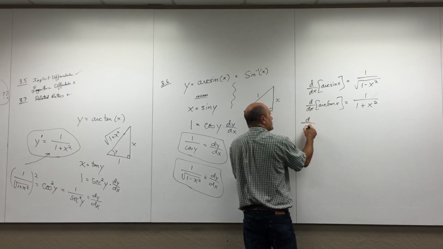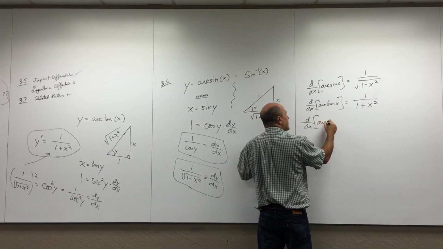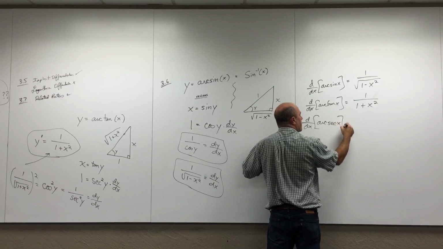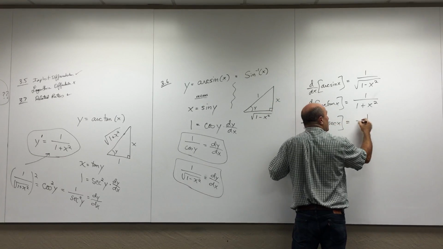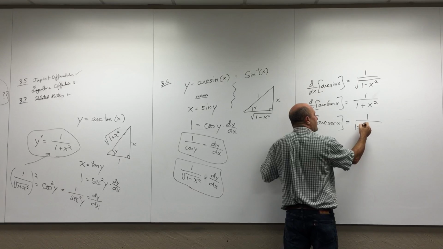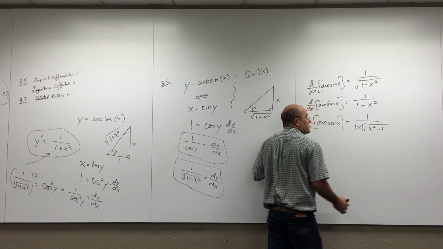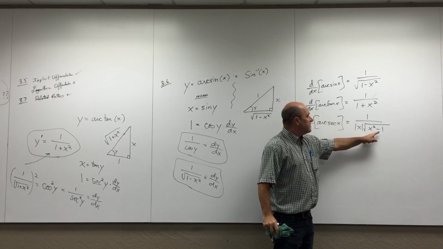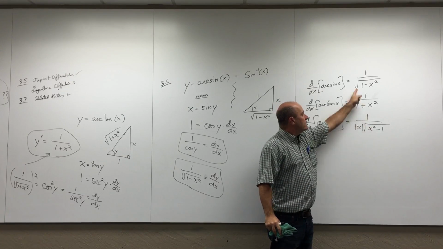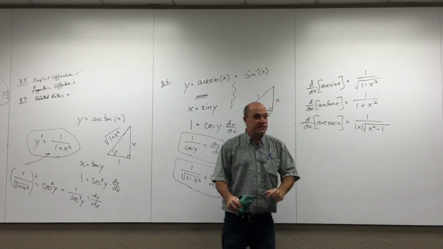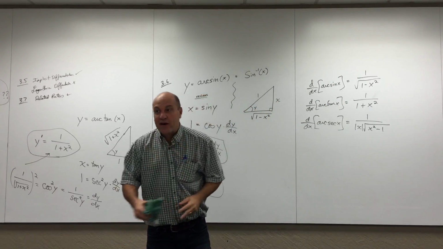Here comes a funny one, arc secant. Arc secant is this one. It's 1 over the absolute value of x times the square root of x squared minus 1. It's a little different pattern, but it's kind of just these 3 patterns.